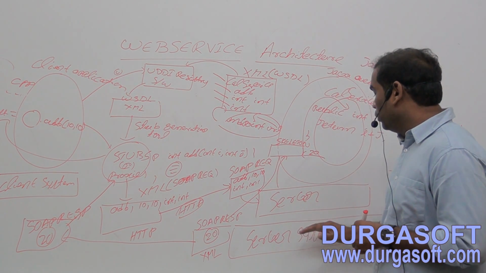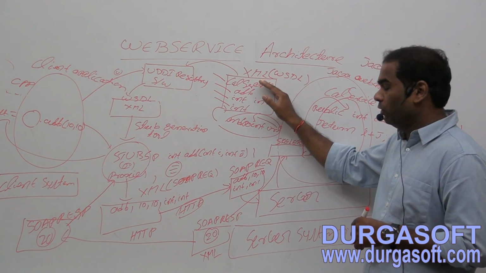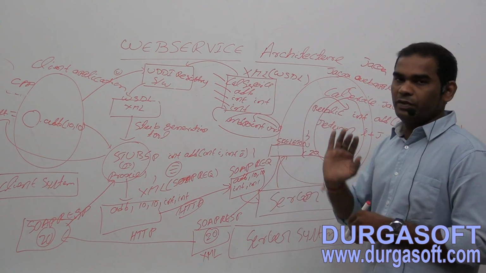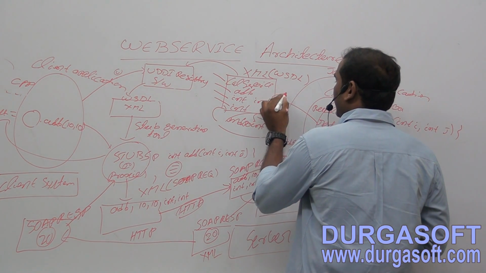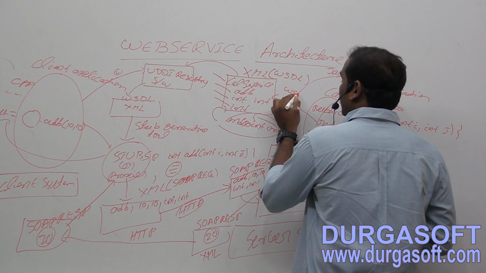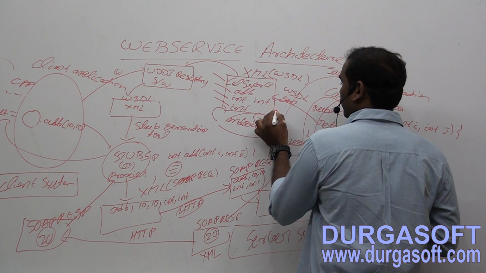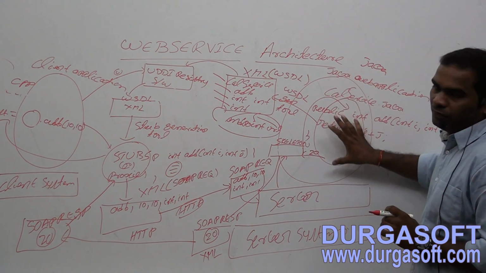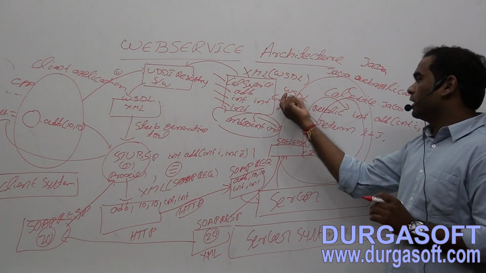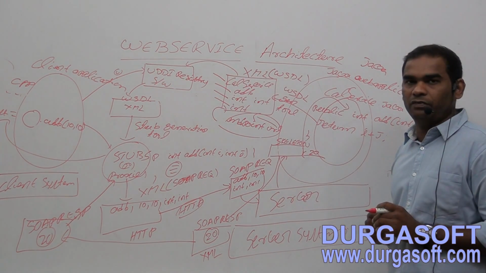Who will prepare this WSDL file? The service provider will prepare this WSDL file. To prepare this WSDL file, we need one tool called the WSDL generation tool. The service provider, after developing this service class, will use one WSDL generation tool. Using the WSDL generation tool, he will prepare the WSDL file.